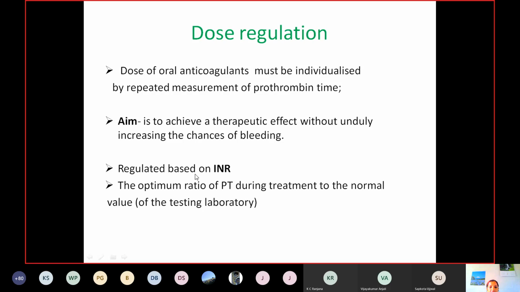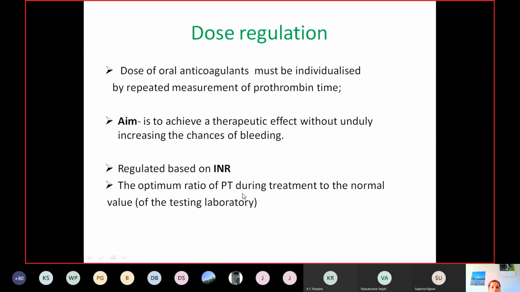It is regulated based on the INR, which is another term for the prothrombin time. It is the international normalized ratio. It is the ratio of the clotting time of the patient divided by the standard or reference range, which is given by the WHO.